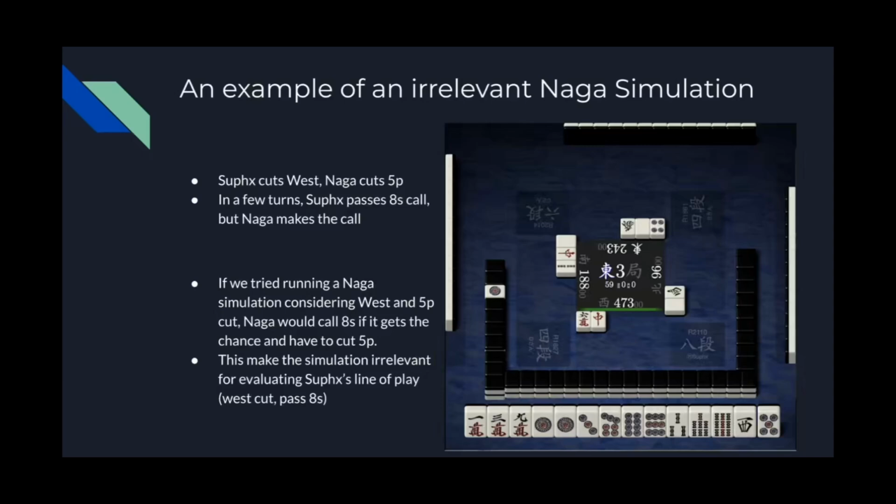If we tried running a Naga sim, even if we cut west, Naga will call 8s and then discard 5p in the simulation. But in this game, Suffix decided to cut west and then pass 8s. So that makes the simulation irrelevant, because Naga will not cut west and pass 8s, so it can't evaluate Suffix's choice of west cut and then pass 8s, because it will call 8s later on in the simulation. So the simulation here would be probably irrelevant.